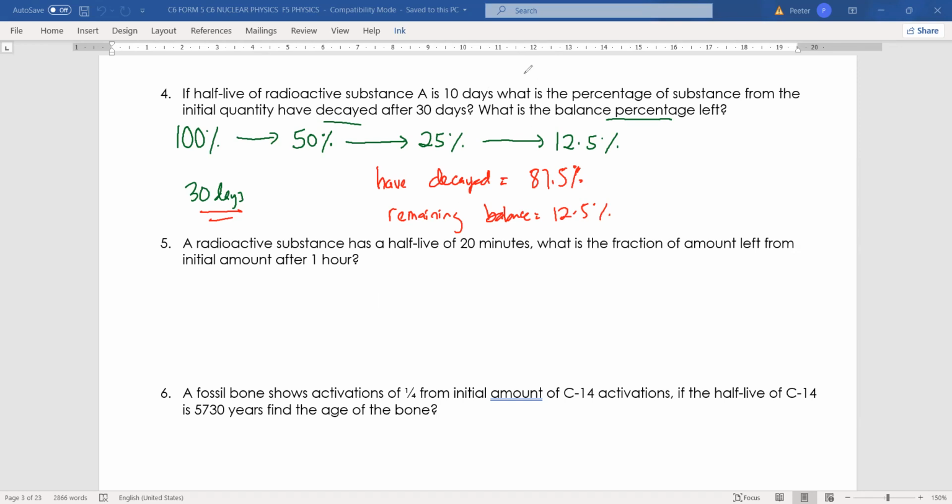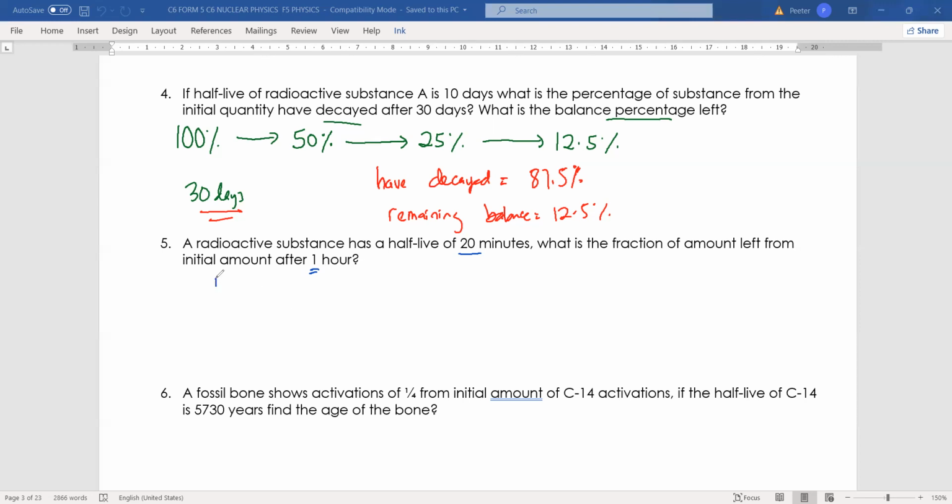Okay, substance. All right. So half-life of 20 minutes. What is the fraction left after 1 hour? In 1 hour, how many half-lives are there? 3. All right. 20, 20, 20, 60 minutes, 3.